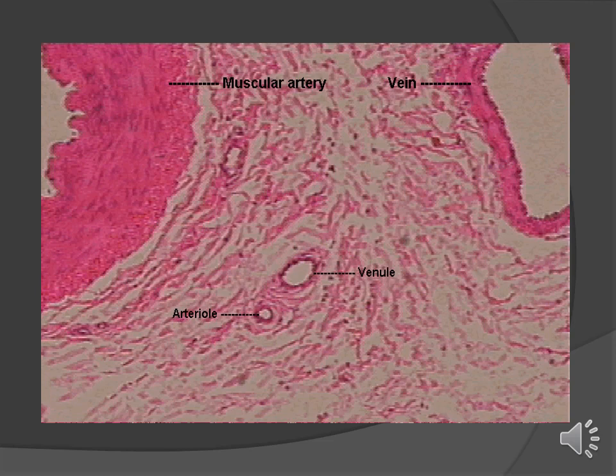There are 6 to 40 layers of smooth muscle cells arranged in a circular orientation around the lumen. When smooth muscle contracts, the size of the lumen decreases and blood pressure increases. Please pay attention to the thickness of the artery and vein wall.